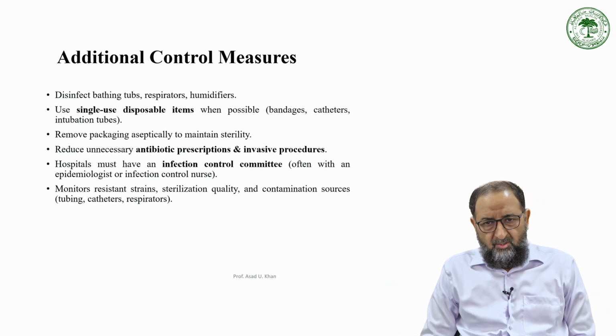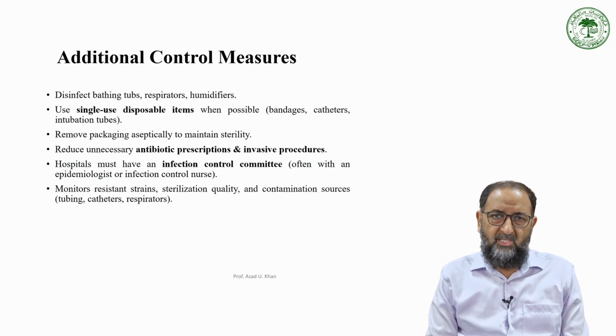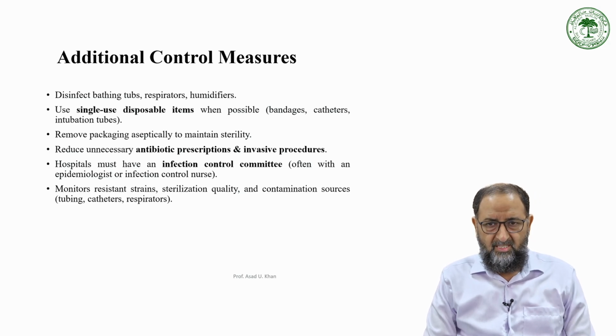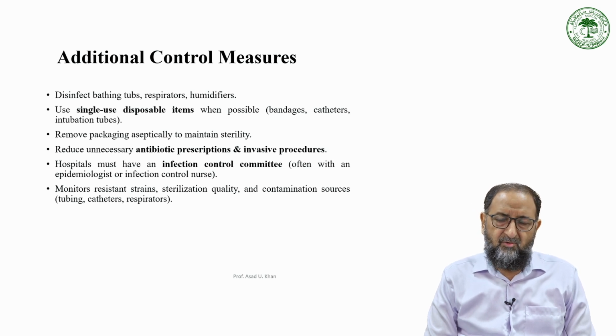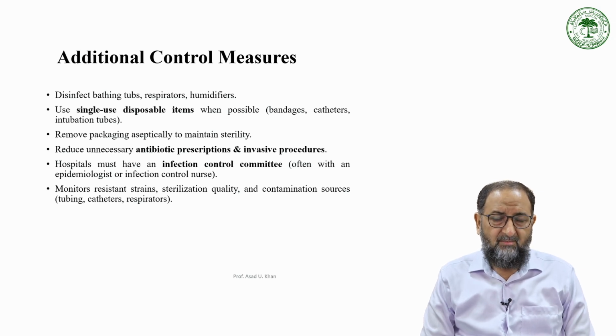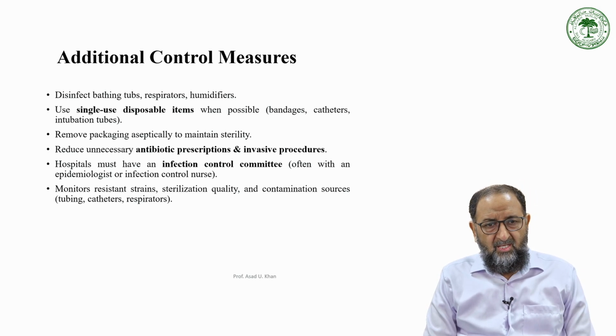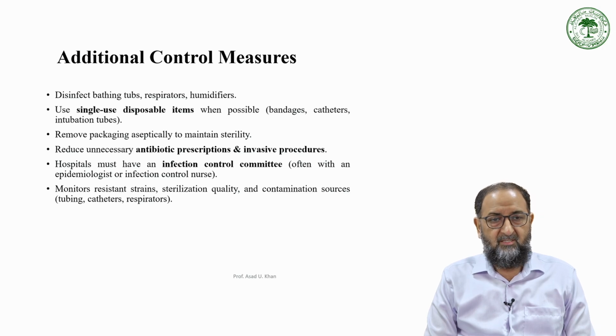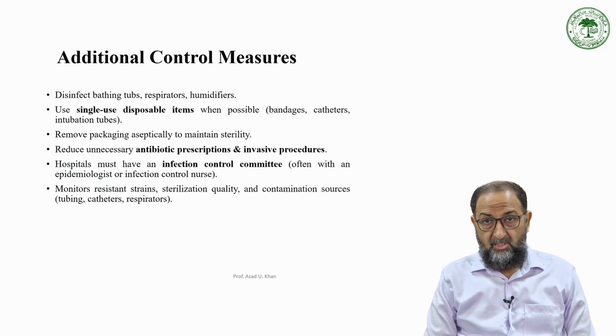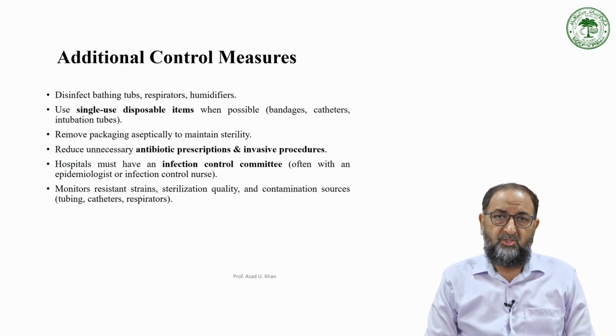Hospitals must have infection control committees to monitor and regularly check for infection, often with an epidemiologist and infection control nurses. Nurses and office staff should be well trained in order to monitor the infection, to recognize the infection, and to control it as well. Monitor resistant strains, sterilization quality, and contamination sources like tubing, catheters, and respirators. You have to be very careful about monitoring resistant strains and sterilization quality. You must ensure whether proper sterilization has been done or not.